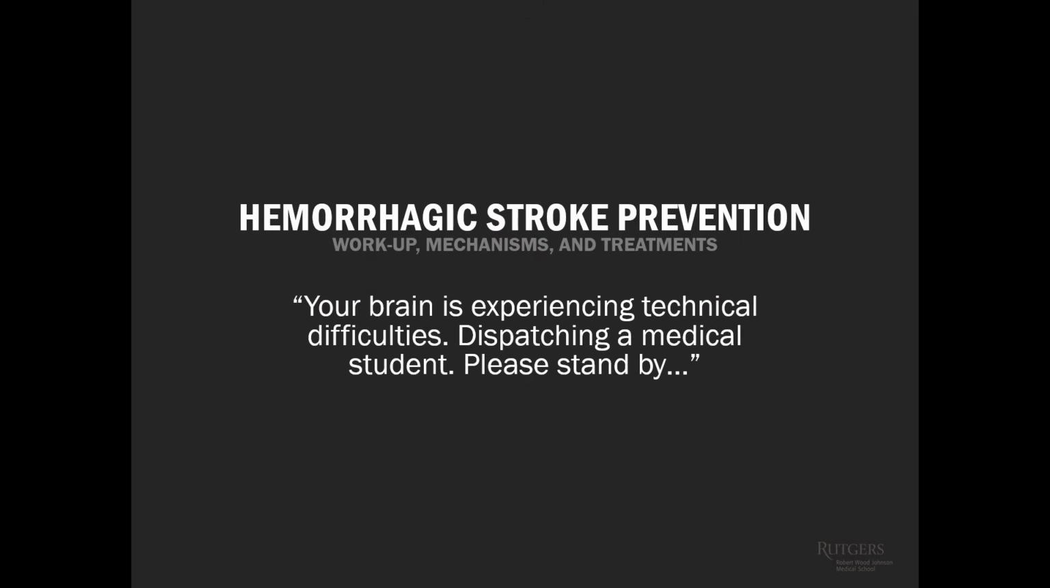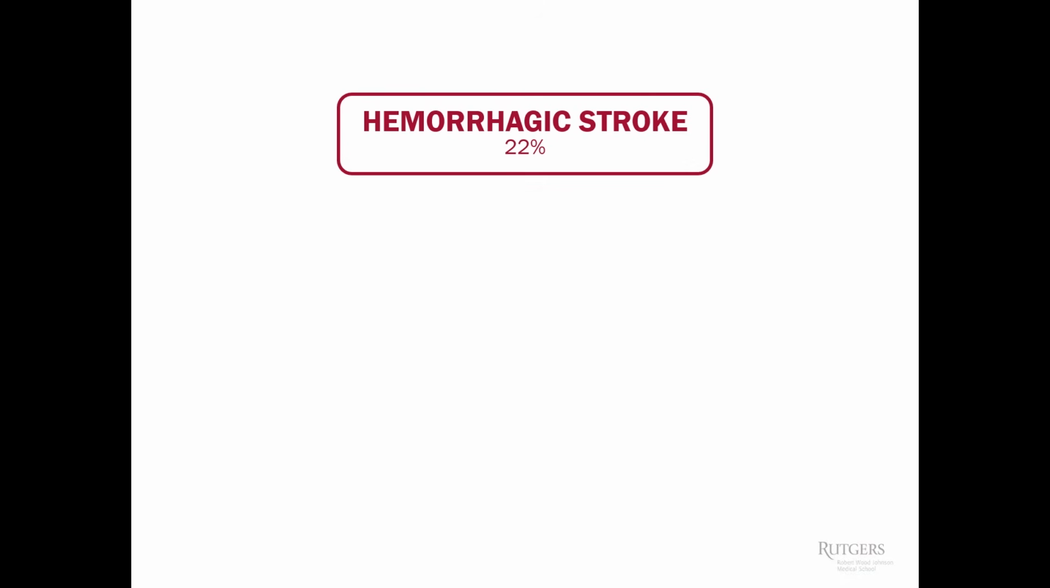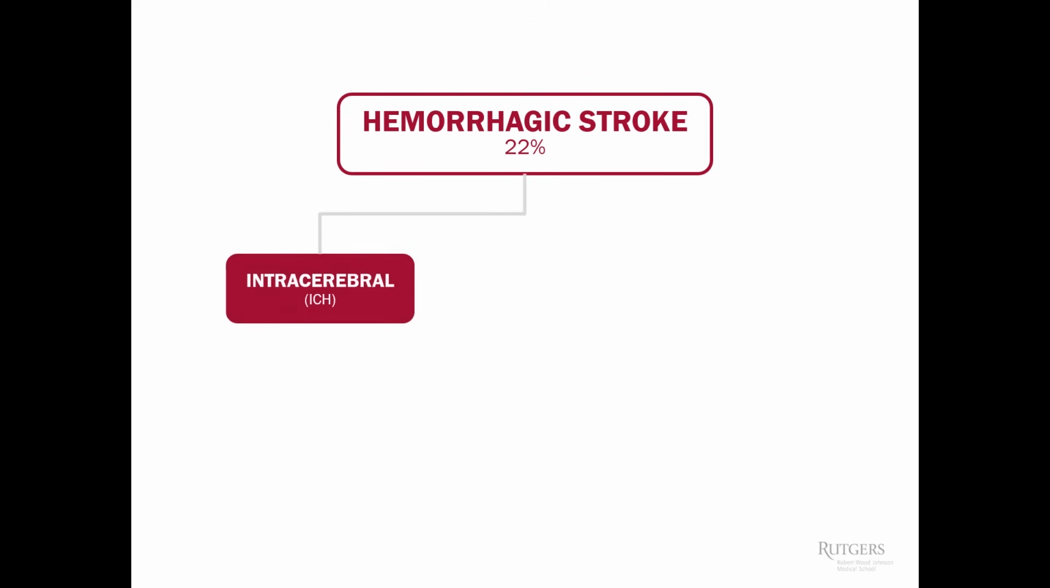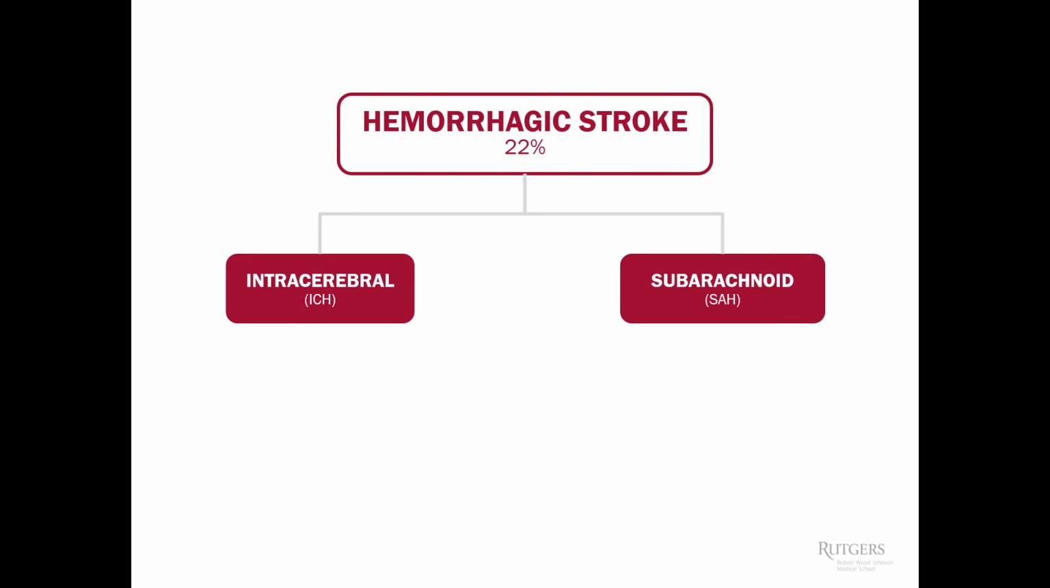So that brings us to a discussion of stroke workup, mechanisms, and prevention strategies. Charts and pictures coming right up. So hemorrhagic stroke is less common than ischemic stroke and includes bleeding in the brain parenchyma itself, or intracerebral hemorrhage, and bleeding just outside the brain in the subarachnoid space, or subarachnoid hemorrhage. Subarachnoid hemorrhage deserves a couple of its own slides, so we'll tackle that in a moment.